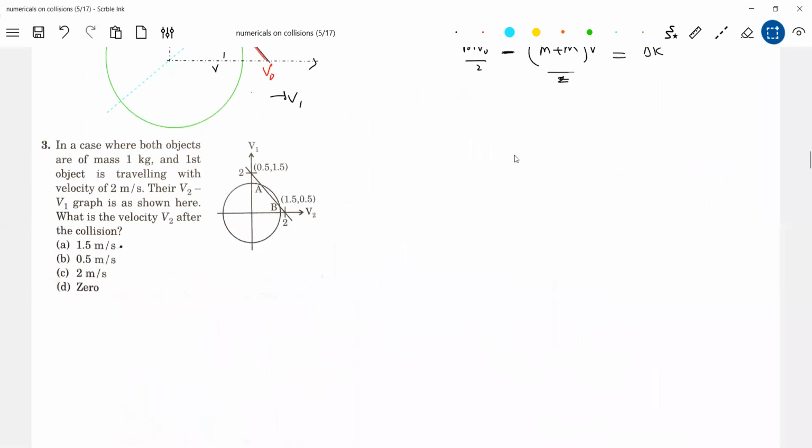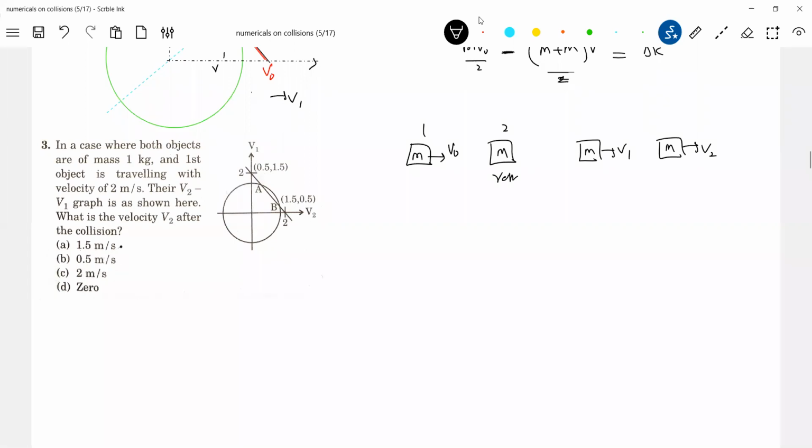Let's come for this. In case where both objects are of mass 1 kg and first object is traveling with velocity 2 meters per second, their V2, V1 graph is shown. What is the velocity of V2 after collision? What is the type of collision? It's an inelastic collision. So let's come for the diagram. The object is moving with a velocity, say V0. Second object, let it be at rest. After collision, they'll move with different velocities. And this is what inelastic collision.